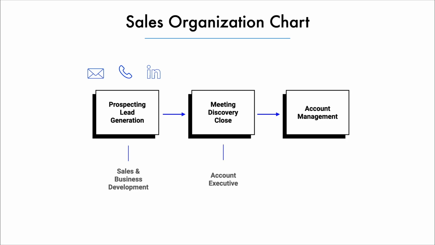And it goes over here. Account executives are the ones that do the discovery call and close the deal. And then account managers are the people that take care of the customer after the account executive closes the deal. So from a holistic perspective, this is a simple way to look at how a sales organization is organized. And with that said, that is what sales development is in a nutshell.